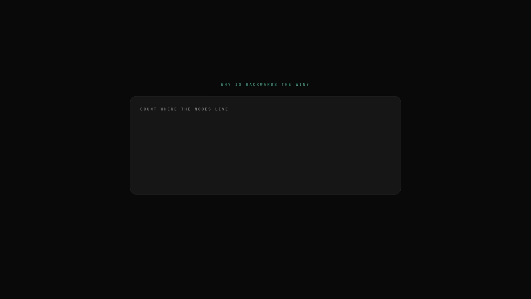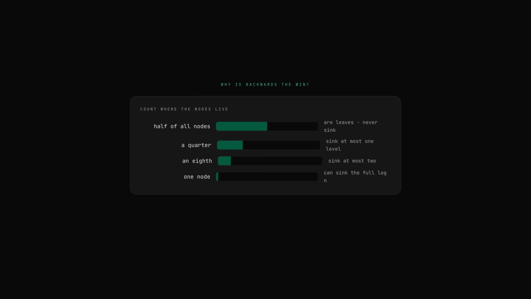Why is backwards the win? Count where the nodes live. Half of all nodes are leaves. They never sink at all. A quarter sink at most 1 level, an eighth at most 2. Only one node can ever sink the full log n.